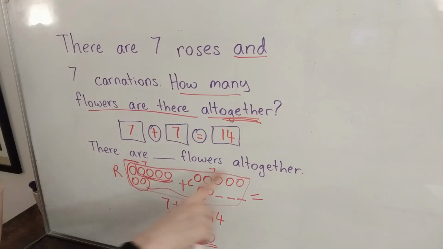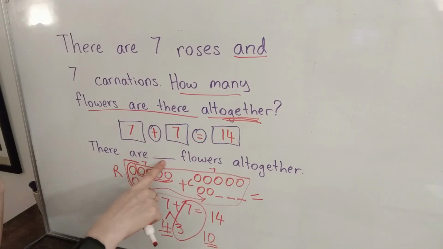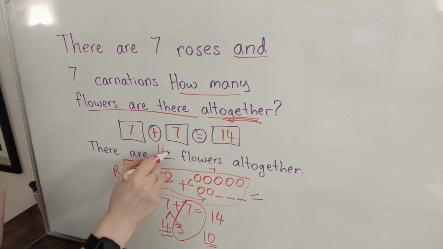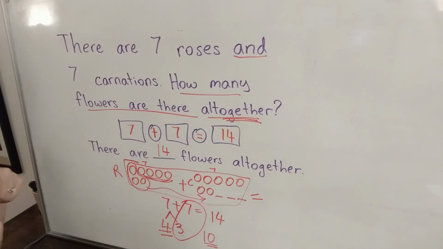Now let's read that statement. There are flowers all together. There are 14 flowers all together.